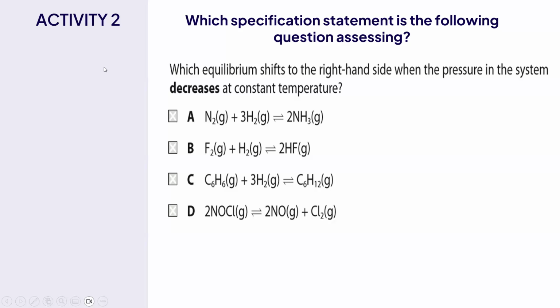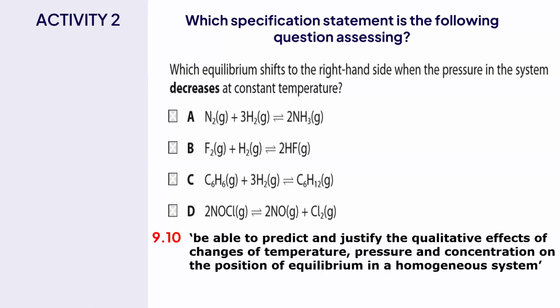Okay, if you've managed to find it, it is actually 9.10. Be able to predict and justify the qualitative effects of changes of temperature, pressure, and concentration on the position of equilibrium in a homogeneous system.